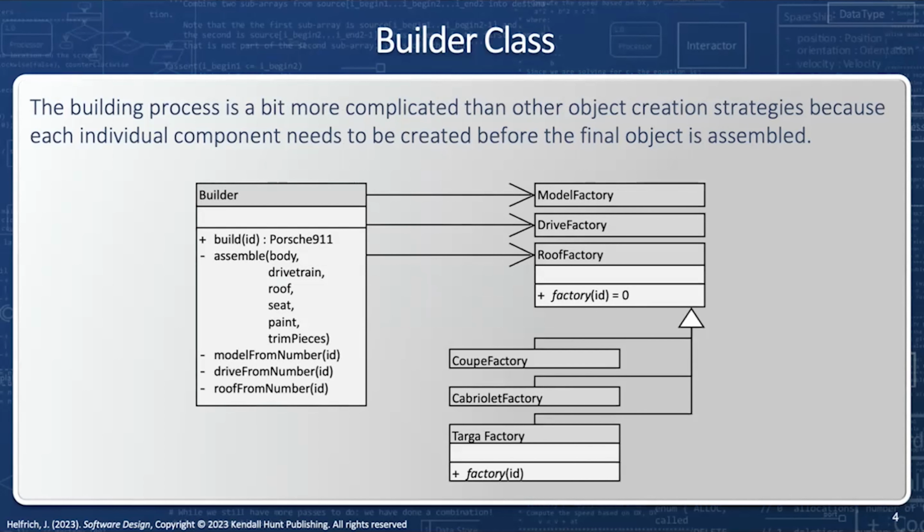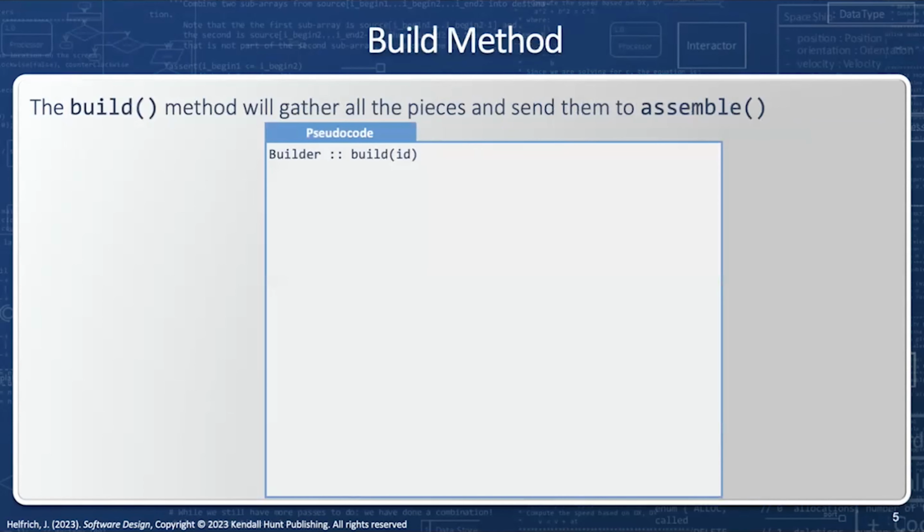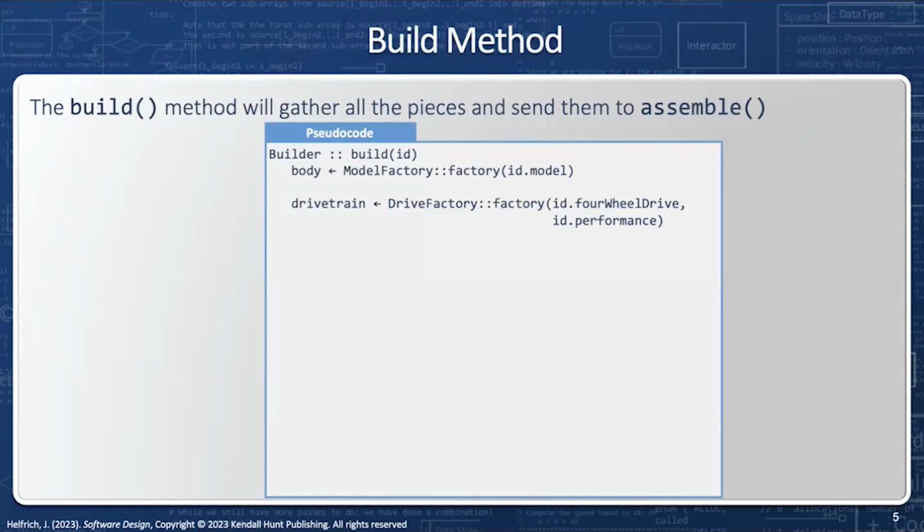Okay, so how am I going to construct this? Let's take a look at the build method within the builder class. And so it's going to be builder of build, and it's going to take the ID. And the first thing I'm going to do is I'm going to make the body, and I'm going to call the model factory to create the body for it. And this is going to be according to the different styles. And then I'm going to have the drivetrain from a drivetrain factory, whether it's four-wheel drive or performance. And from that, it's going to create the drivetrain for me.